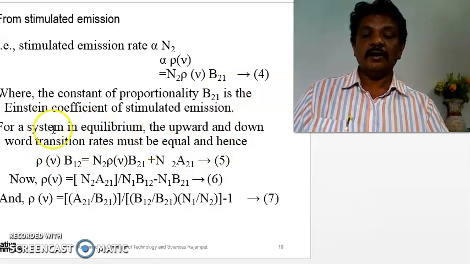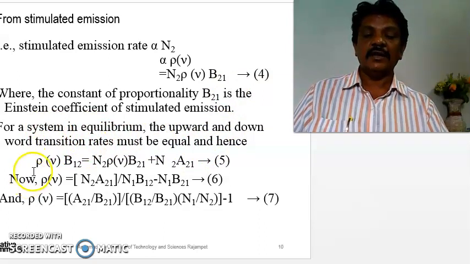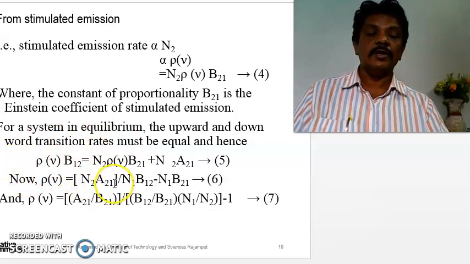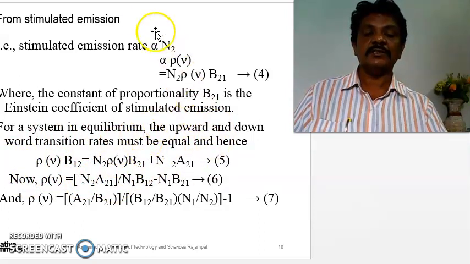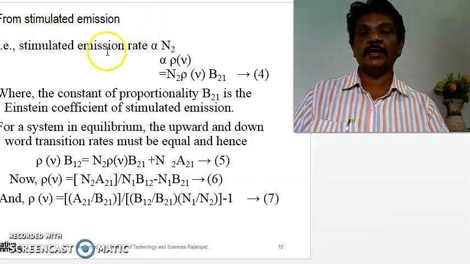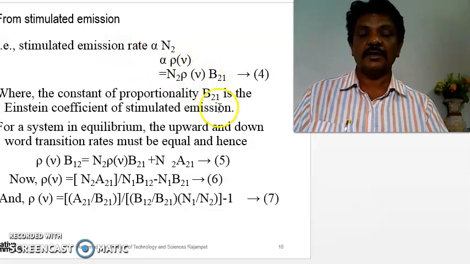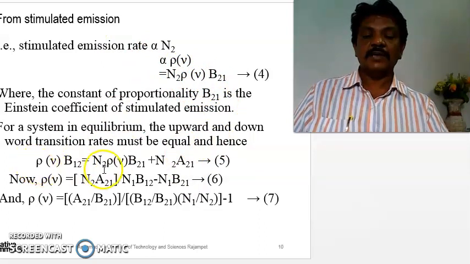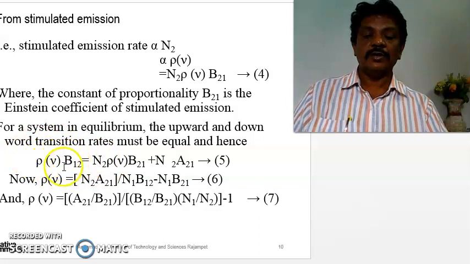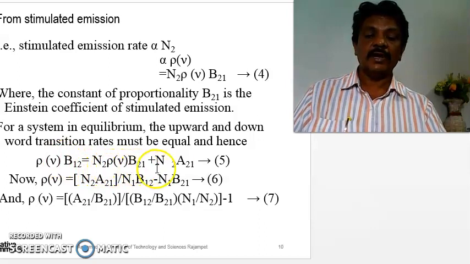According to the equilibrium of the material, the absorption energy is always equal to the emission energy. Here the emission is by means of two processes, spontaneous emission and stimulated emission, so we take the sum of the emissions. Therefore, the absorption energy rho nu B12 N1 is equal to N2 rho nu B21 plus N2 A21. Now taking the rho nu term to one side, rho nu is equal to N2 A21 divided by N1 B12 minus N2 B21. This is the value we get.